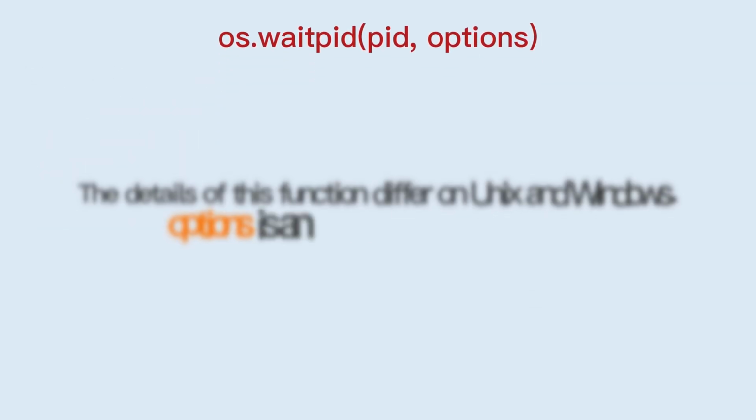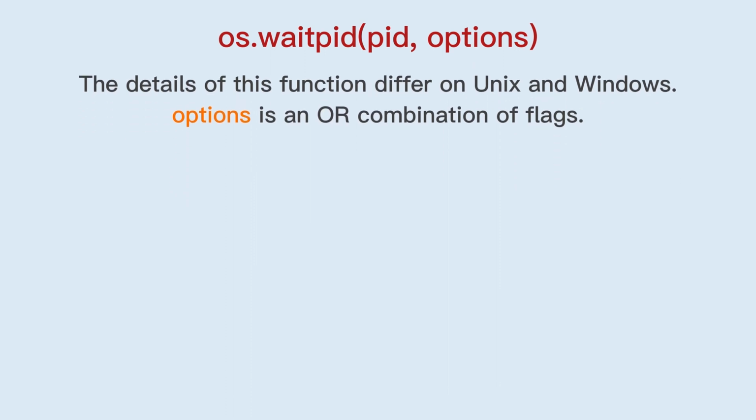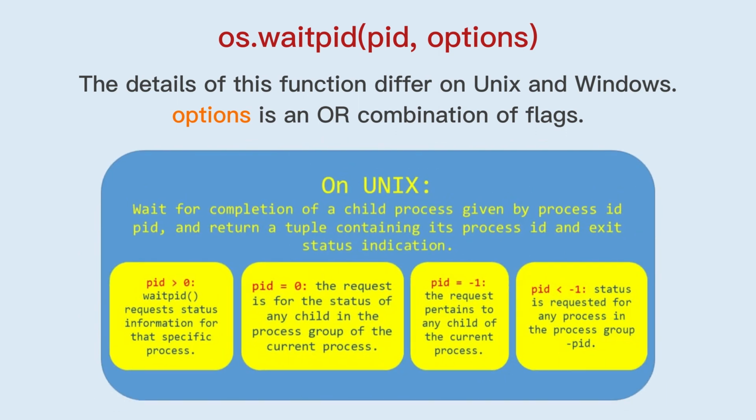os.waitpid. The details of this function differ on Unix and Windows. Options is an OR combination of flags. On Unix, wait for completion of a child process given by process id pid, and return a tuple containing its process id and exit status indication. If pid is greater than 0, waitpid requests status information for that specific process. If pid is 0, the request is for the status of any child in the process group of the current process. If pid is -1, the request pertains to any child of the current process. If pid is less than -1, status is requested for any process in the process group pid, the absolute value of pid.